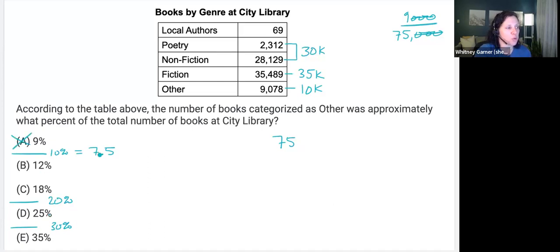If I go all the way up to 20, it's doubling 7.50. So $7.50 doubled is $15. So now I'm too big. 15 is way bigger than 9. So it's definitely not D and it's definitely not E.